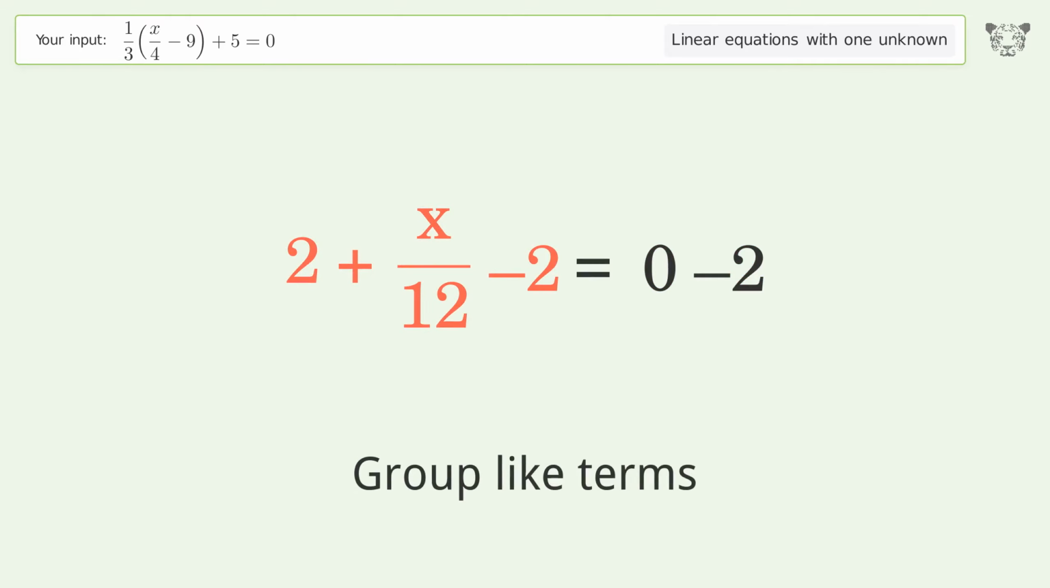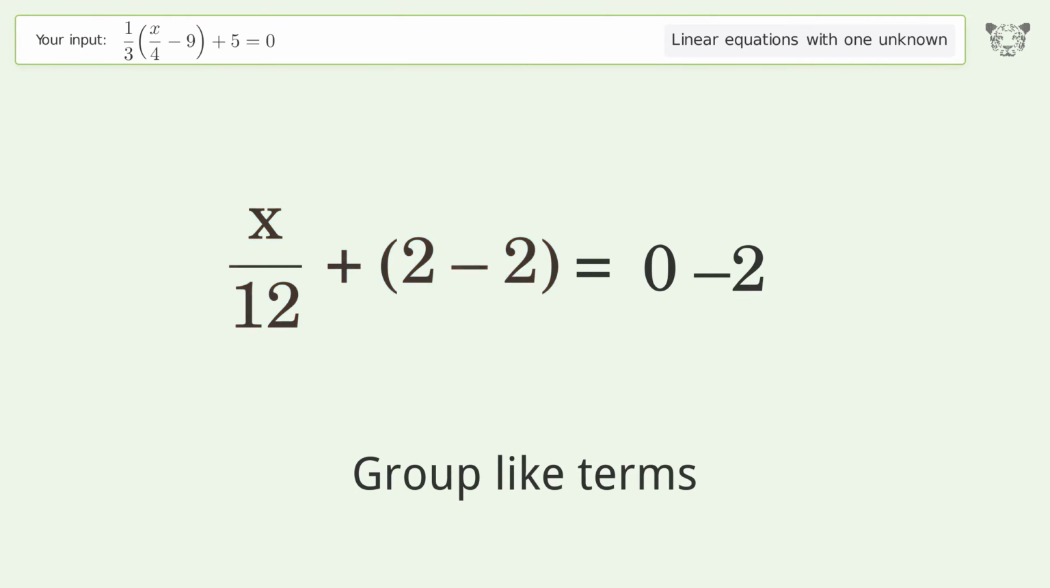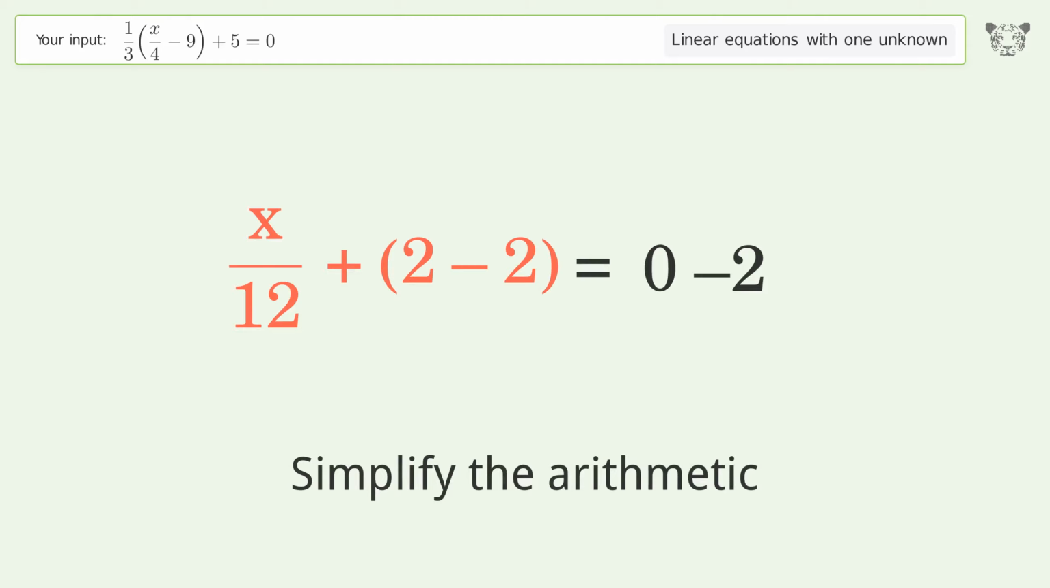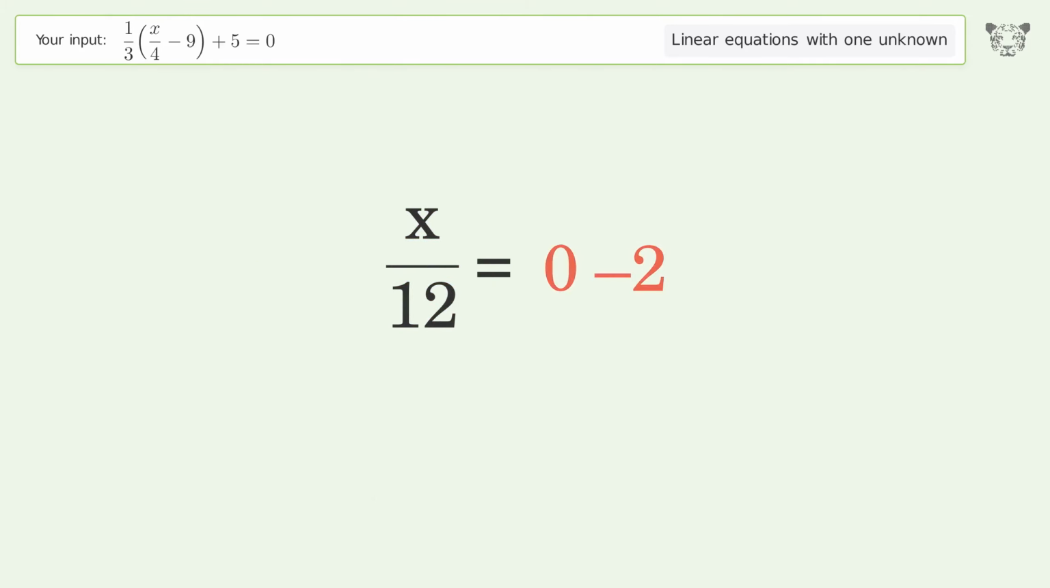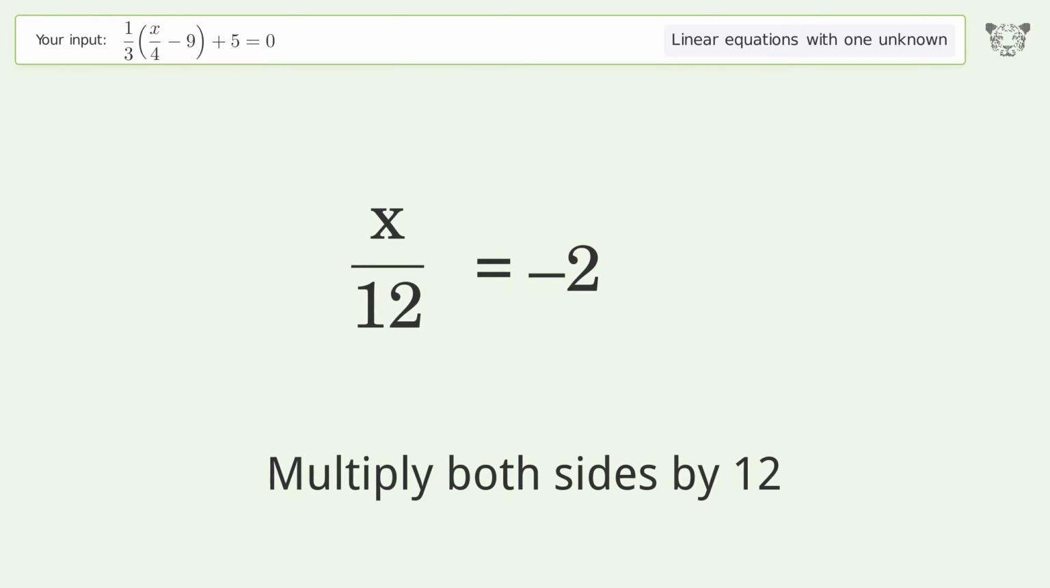Group like terms. Simplify the arithmetic. Isolate the x. Multiply both sides by 12.